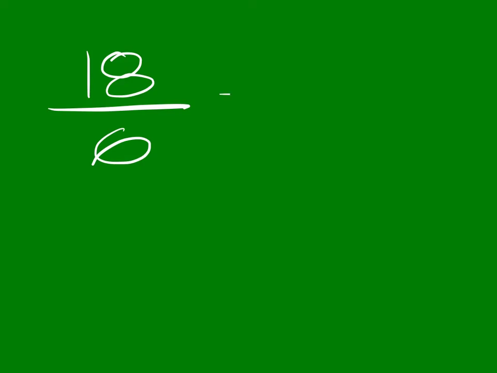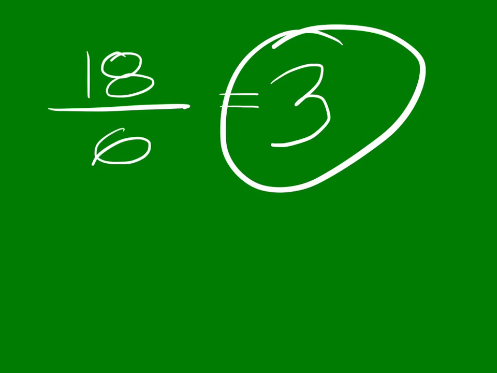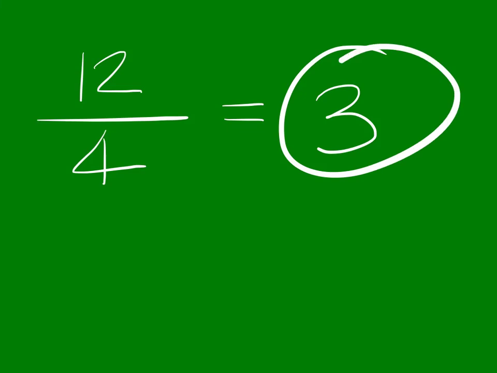How many times does 6 go into 18? 3 times. 3 times with how many left over? What's 6 times 3? 18. So how many's left over? 0. Answer is 3.